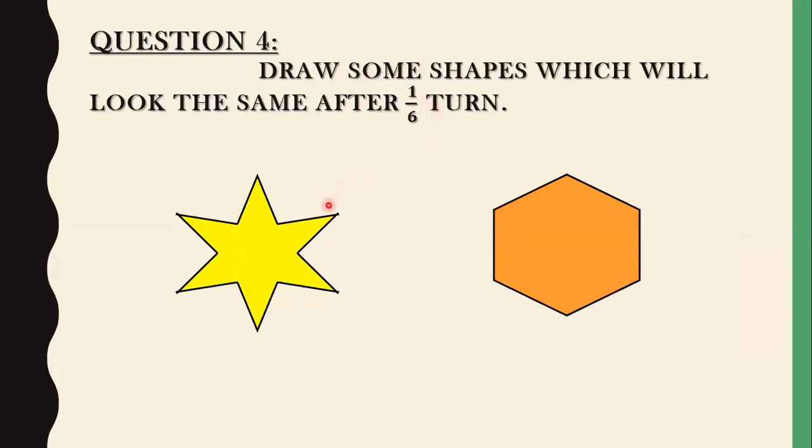The next question, draw some shapes which will look the same after 1/6 turn. So they will have 6 lines of symmetry. One I have taken a star and one a hexagon. So both you can do in the notebook.